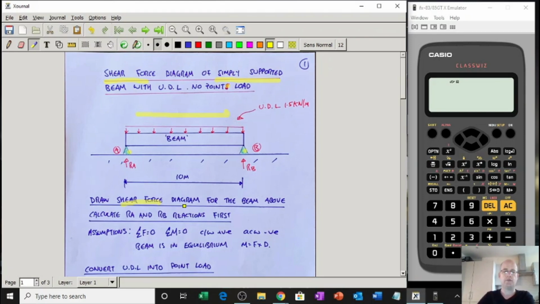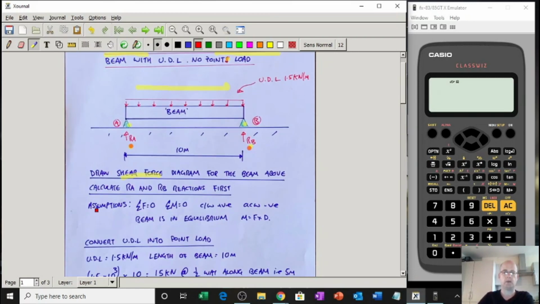So we need to draw the shear force diagram for this beam above. First of all, we need to work out RA and RB, these reactions. We've done this a few times. You need to make sure that you know how to do these reactions, because if you get these two wrong, then everything else will be incorrect. Before we start, from previous examples, you should know that when you've got a UDL like this, which will convert into a force in the middle, the RA and RB are going to be the same. They're going to be half of what the downward force is. But we'll work through it anyway, because that's the proper way to do it.